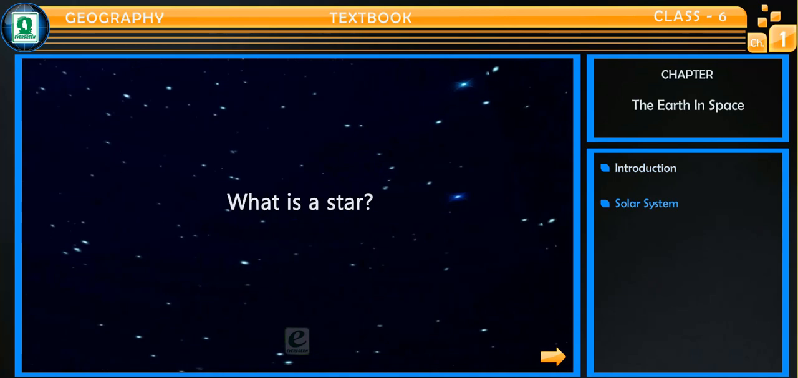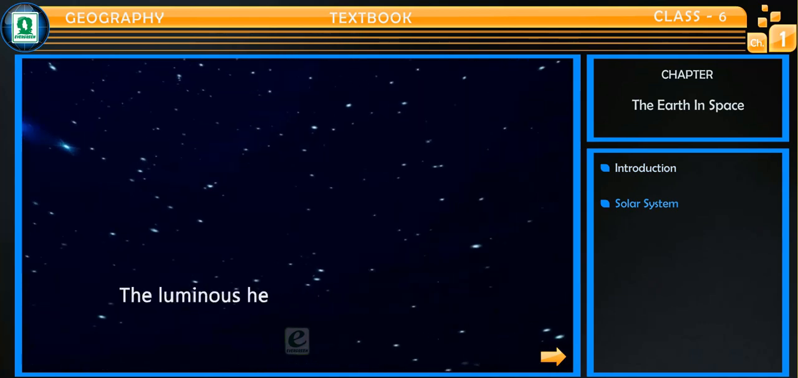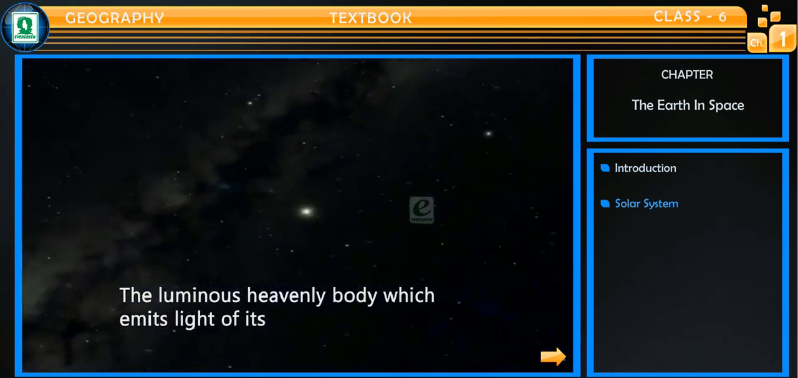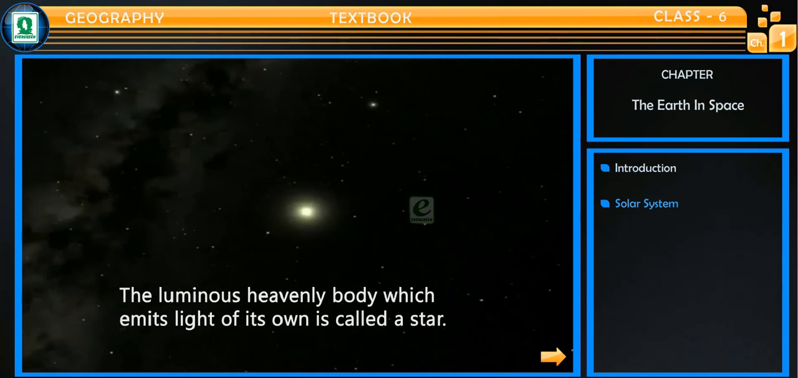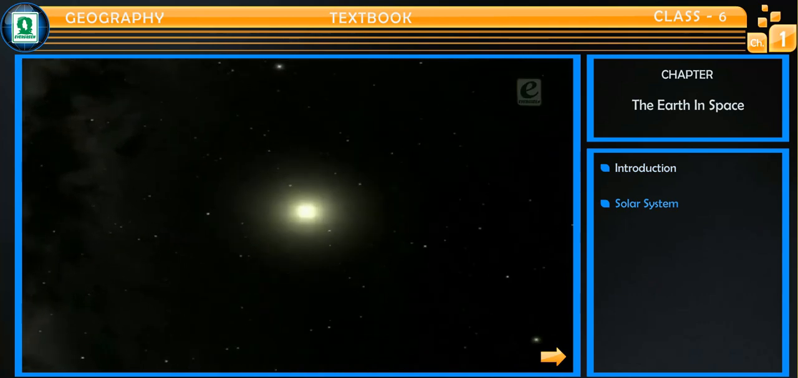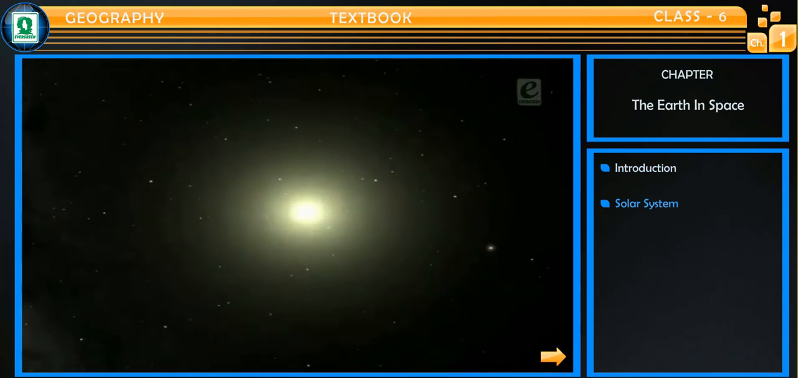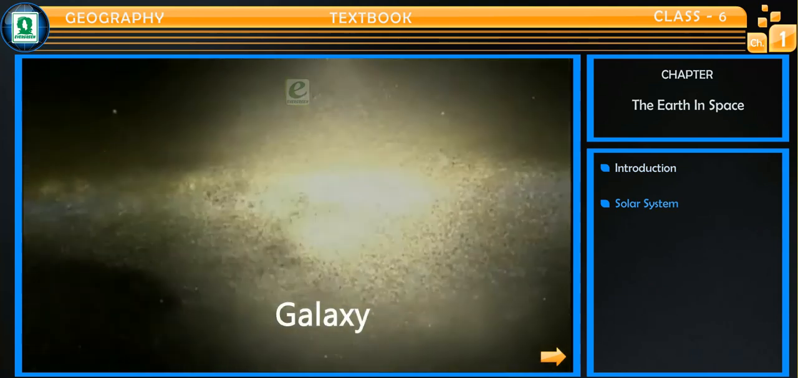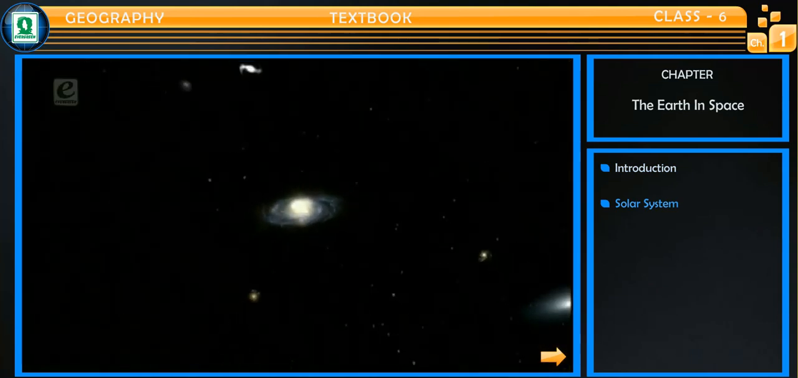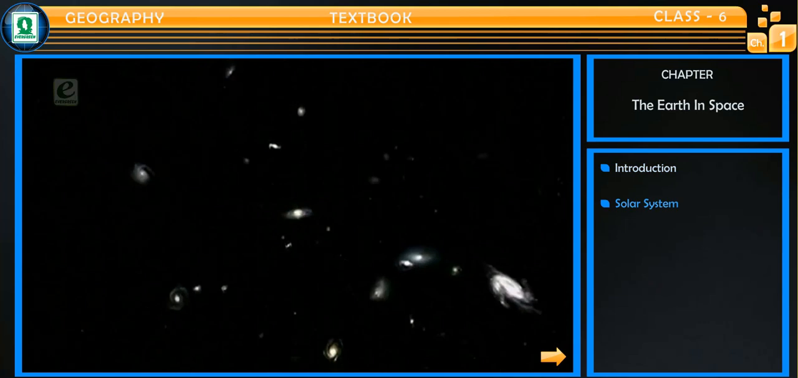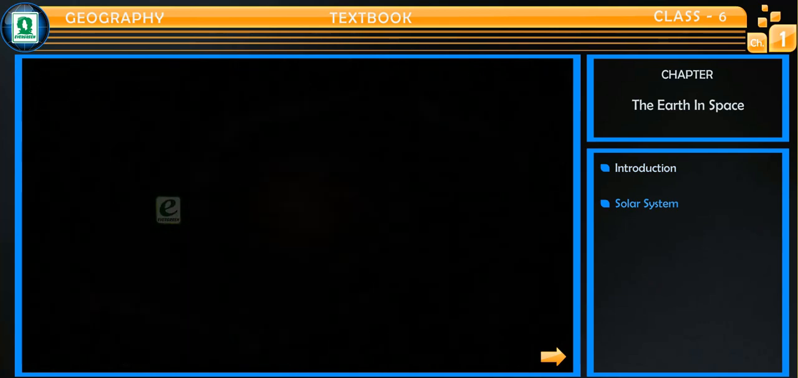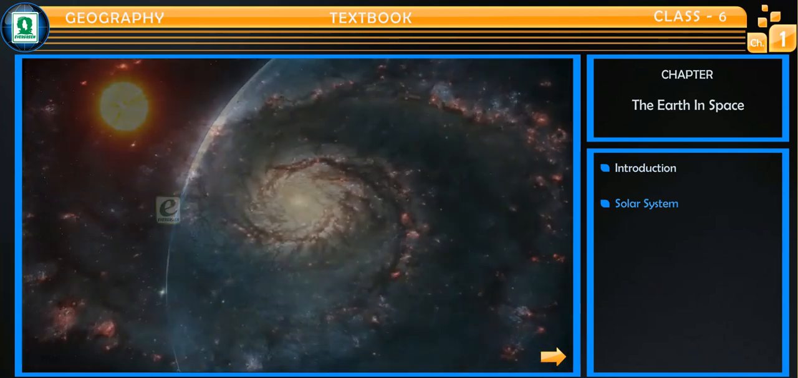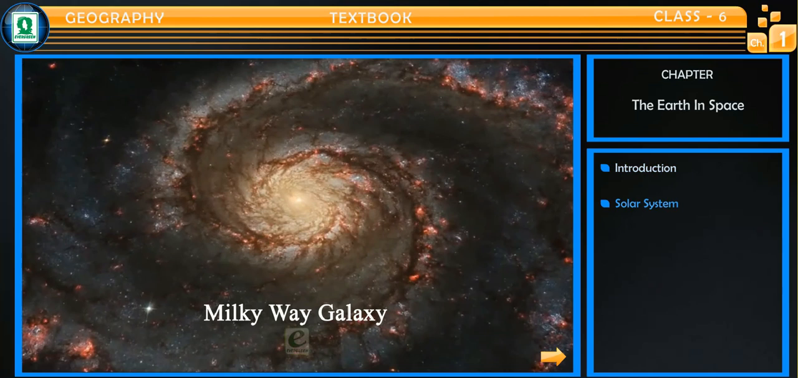What is a star? The luminous heavenly body which emits light of its own is called a star. There are millions and millions of stars in space. These stars together form a group called a galaxy, and there are millions of galaxies in the whole universe. Our Earth and Sun belong to a galaxy called the Milky Way galaxy.